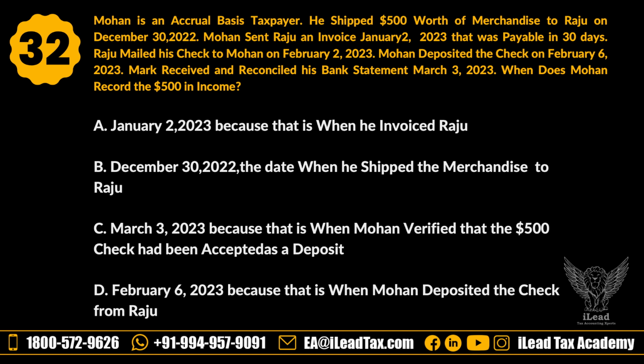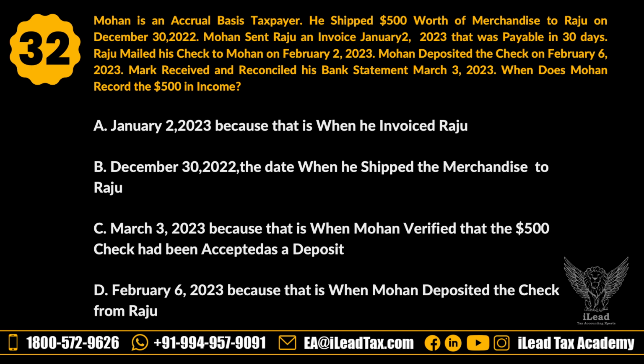Option A, January 2nd, 2023 because that is when he invoiced Raju. Option B, December 30, 2022, the date when he shipped the merchandise to Raju. Option C, March 3rd, 2023 because that is when Mohan verified that the 500 check had been accepted as a deposit. Option D, February 6, 2023 because that is when Mohan deposited the check from Raju.